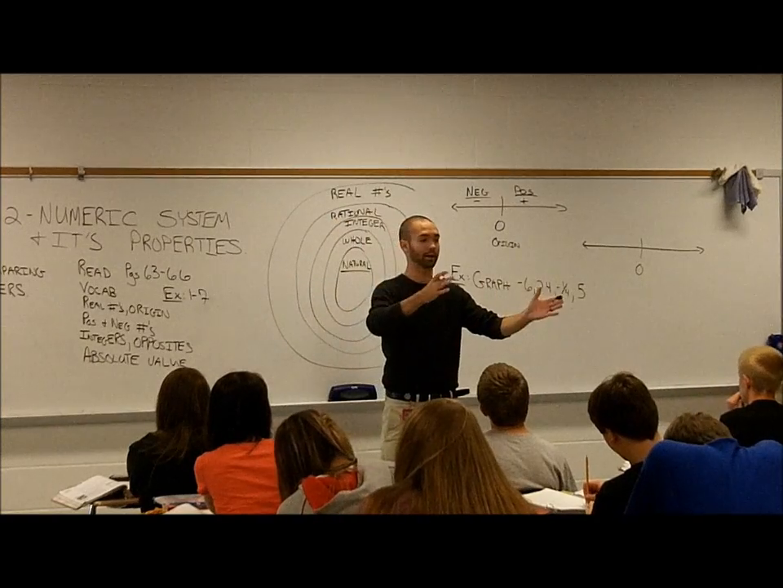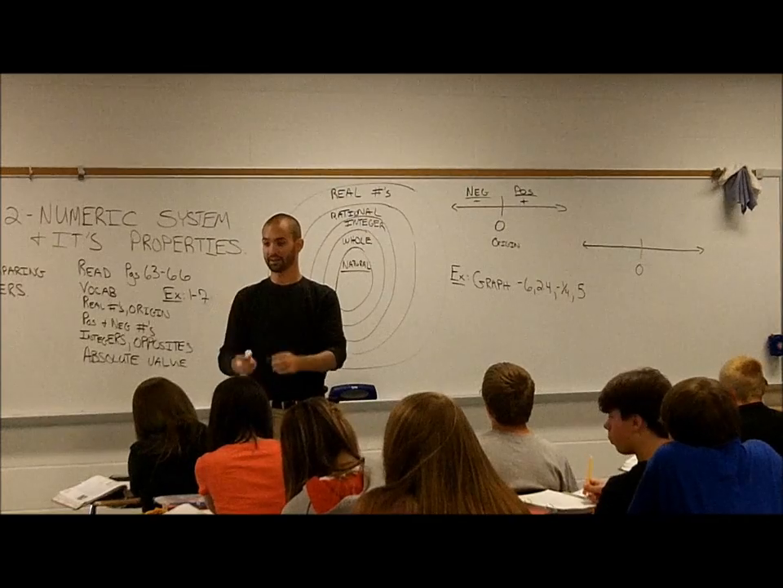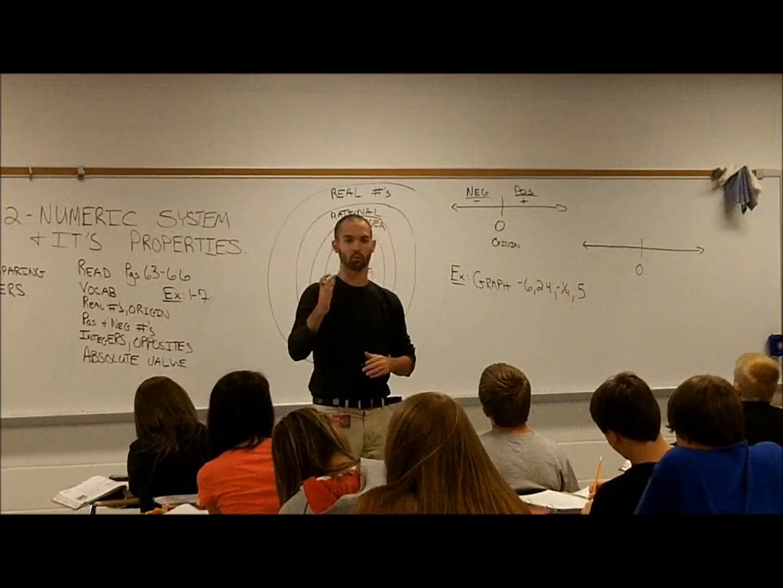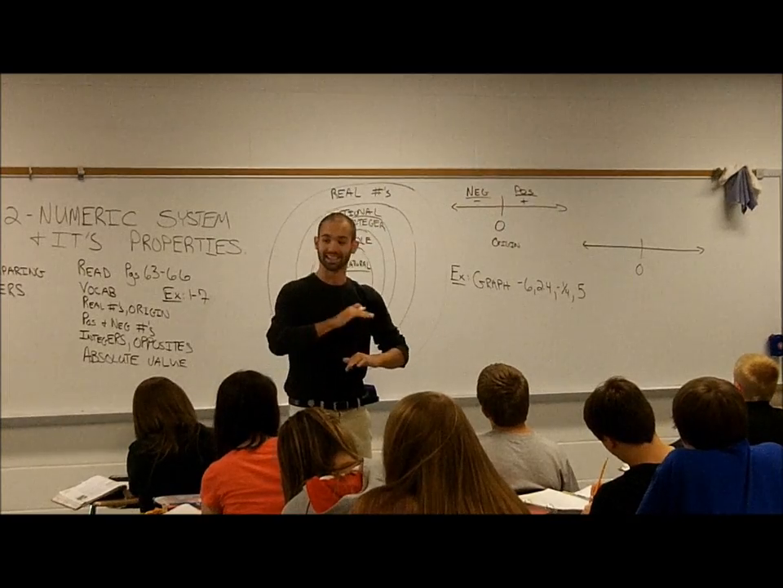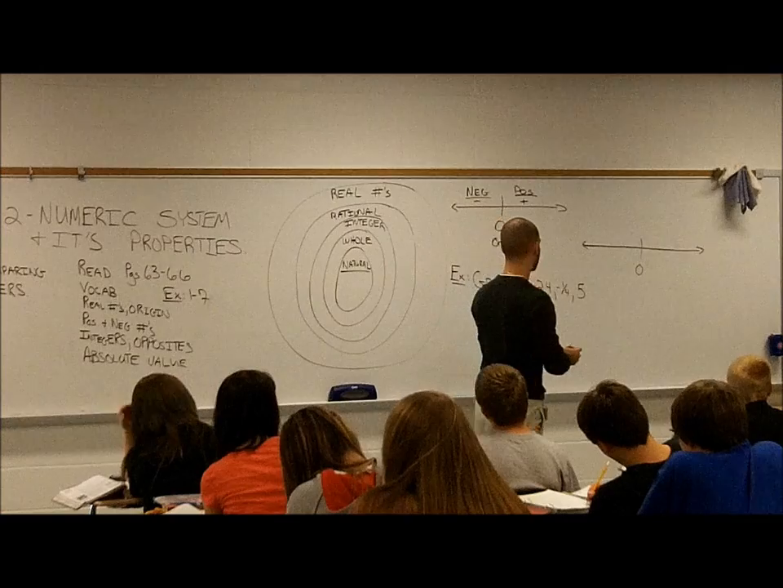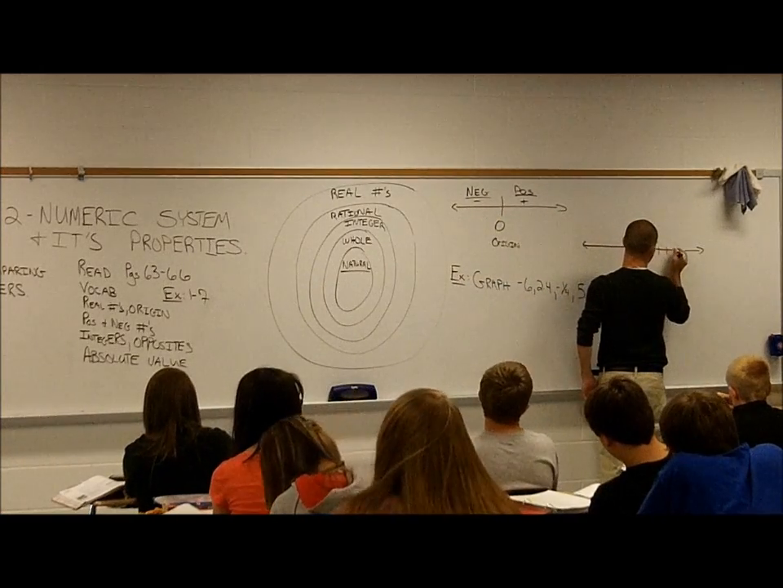And the integers are what again? Whole numbers. Positive and negative whole numbers and 0. Because is 0 positive or negative? Neither. Okay? So negative, positive, whole numbers, and 0. So I'm going to do my scale by ones.